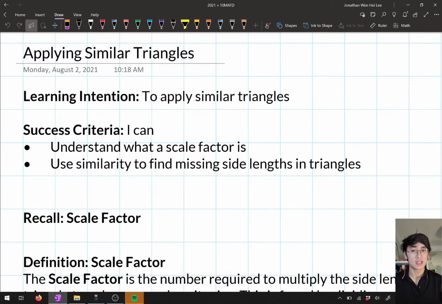In today's lesson we're continuing with our topic of properties of geometric figures, and what we're doing is applying similar triangles. We're building off some of the skills that we looked at at the end of last lesson and doing a few more examples where we need to actually find missing sides using similar triangles. In today's learning intention and success criteria, what we want to do is to be able to apply similar triangles and understand what a scale factor is first of all, and use similarity to find missing lengths in triangles. So let's get into it.